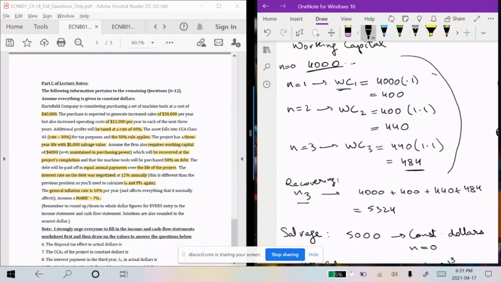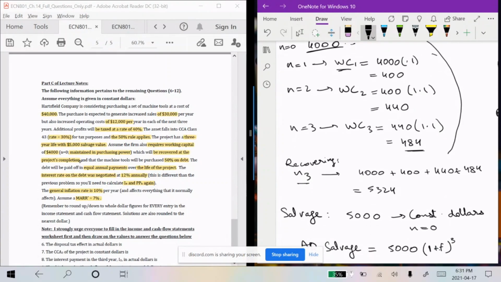Okay. But then the thing is, this annual working capital and the recovering part are in the same period, right? So they're just going to cancel each other out. So instead of putting the final working capital of n equals 3 there, you can just leave it out and do the working capital till n equals 2. So that way what we get, the recovering is 4,000 plus 400 plus 440. This, you get it as 4484 if I'm not wrong.